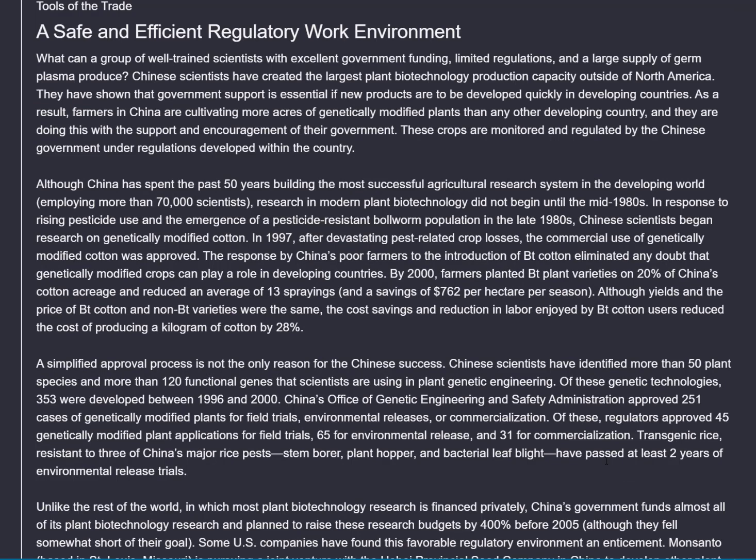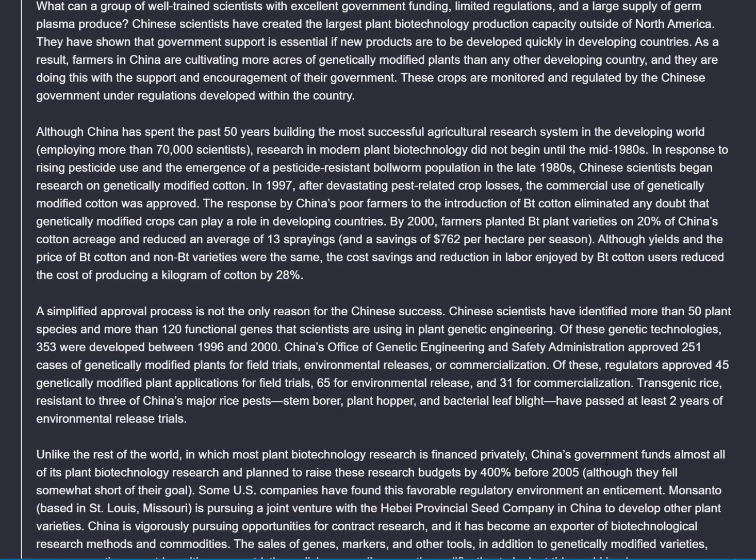Tools of the trade: a safe and efficient regulatory work environment. What can a group of well-trained scientists with excellent government funding, limited regulations, and a large supply of germ plasm produce? Chinese scientists have created the largest plant biotechnology production capacity outside of North America. They have shown that government support is essential if new products are to be developed quickly in developing countries.